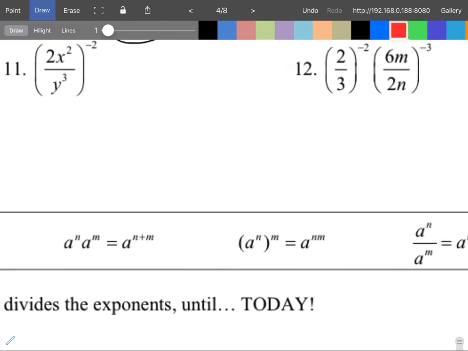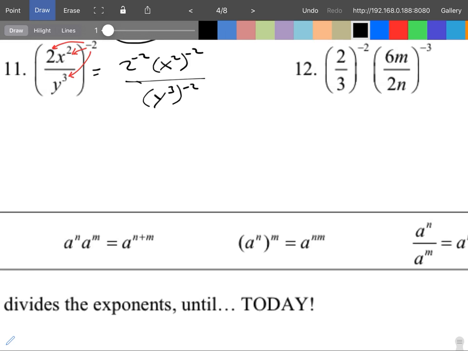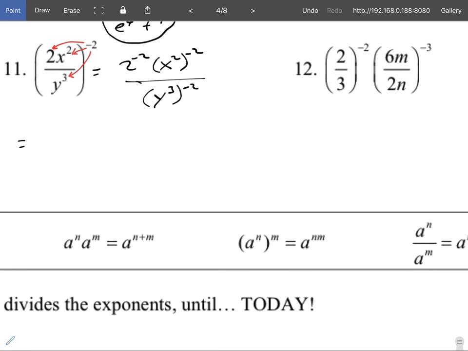All right, let's do number 11. 2 more to go. So again, on this one, that negative 2 power is going to go onto the 2. It's going to go onto the x squared, and it's going to go onto the y cubed. So that's going to look like 2 to the negative 2 power. Then we're going to have x squared to the negative 2 power. And in the denominator, we're going to have y cubed to the negative 2 power.